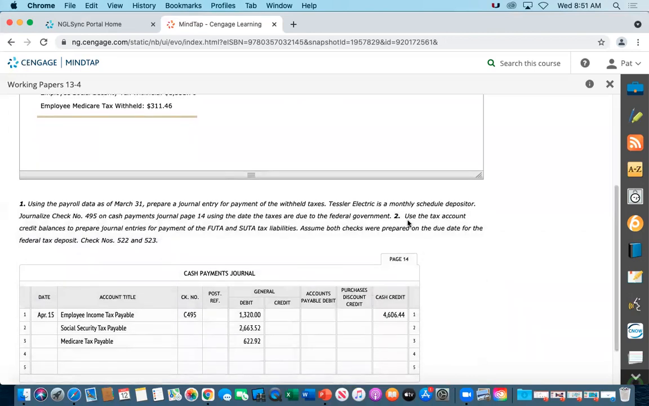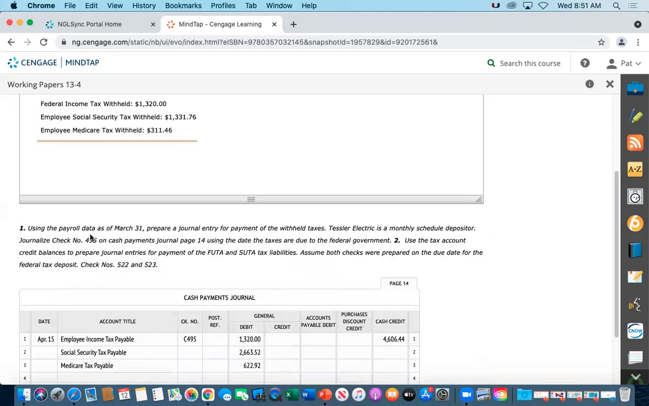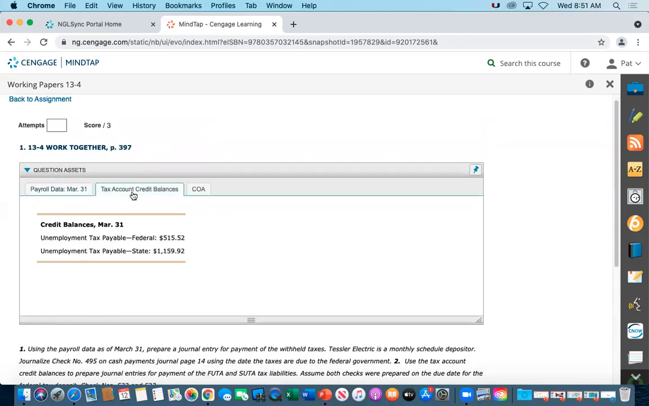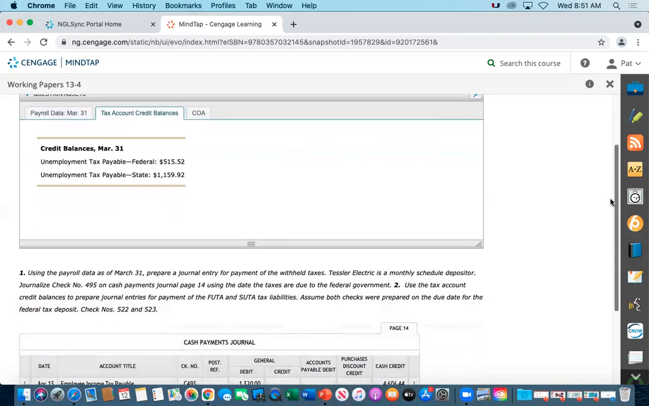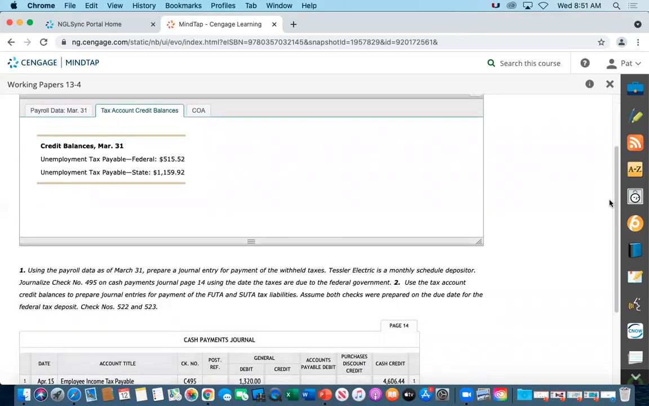All right, number 2, it says use the tax account credit balances. Tax account credit balances is this tab. You have to kind of think about it. It's kind of unusual how they're doing it. That's okay. To prepare journal entries, plural, for the payment of federal unemployment tax and state unemployment tax liabilities.